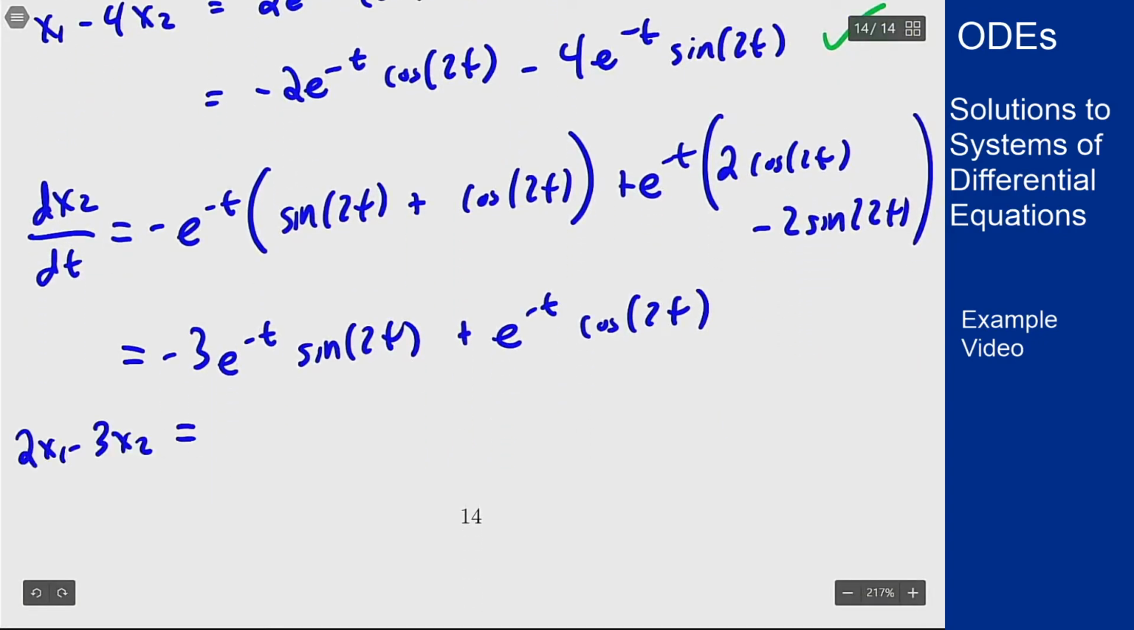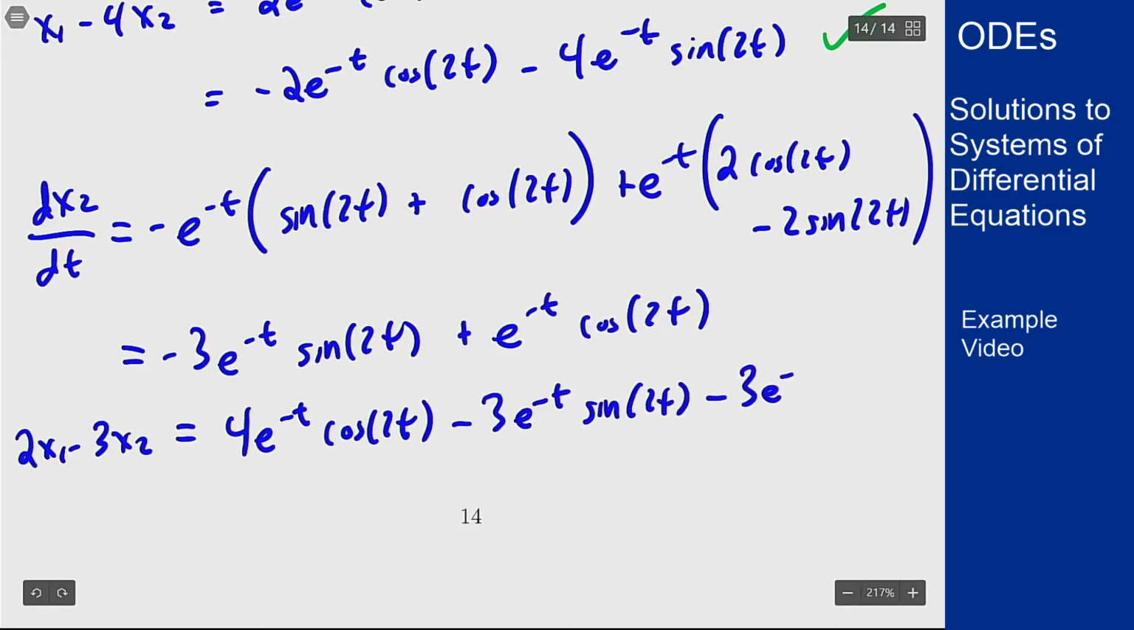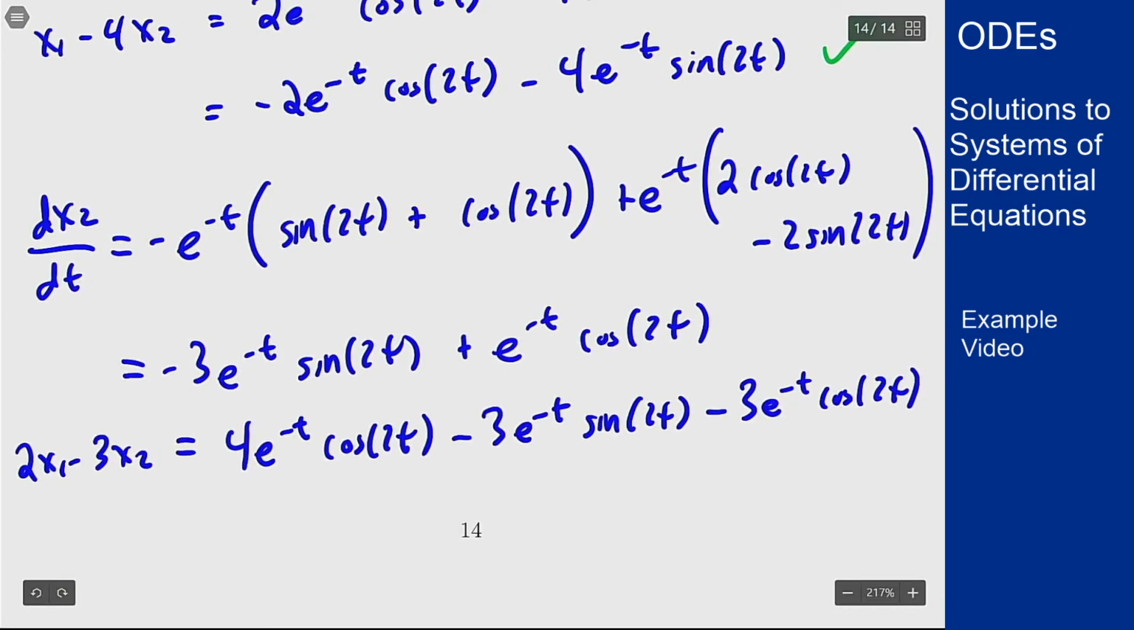Which will be 2x1, which is a 4 e to the minus t cosine of 2t, minus 3x2, so minus 3 e to the minus t sine of 2t, and then minus 3 e to the minus t cosine of 2t. Again, simplifying out, we can see that we will have 4 minus 3 of the cosine terms and just the minus 3 on the sine term. So again, these two are equal. Which then verifies the second of our equations here.